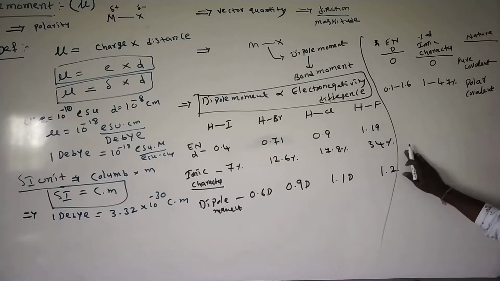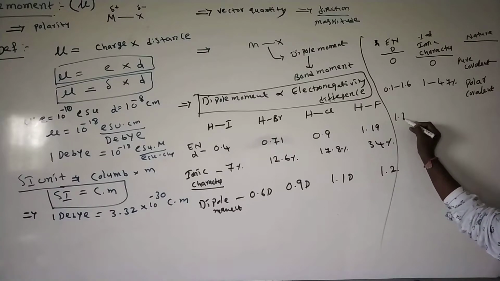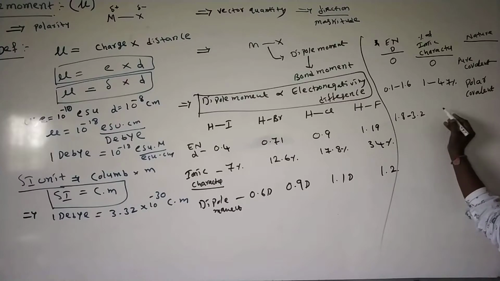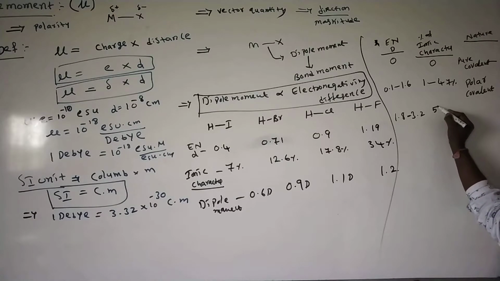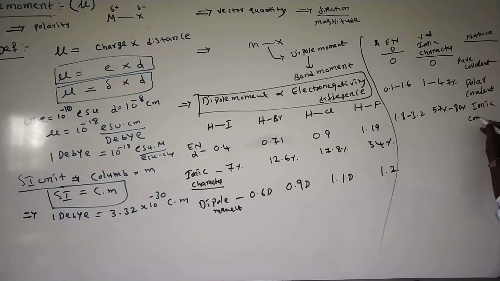If the electronegativity difference is 1.8 to 3.2, the percentage of ionic character is 57% to 80%. Those are ionic molecules, ionic compounds.